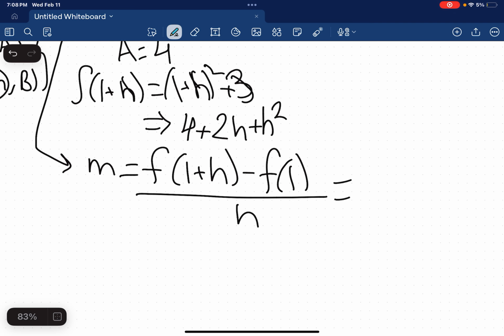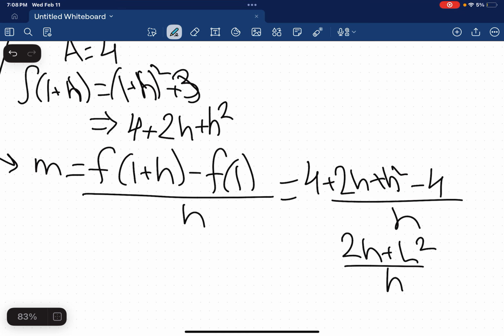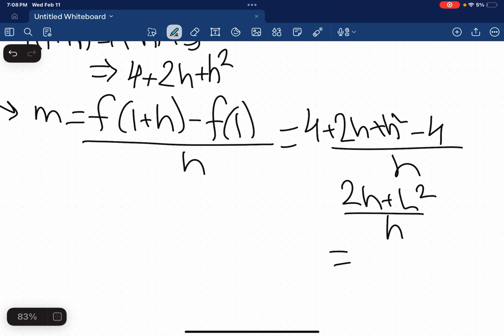Okay, low battery, wow. So now we have 4 plus 2h plus h squared plus 4. Oh, whoops, that should be a minus 4. Minus 4, divided by h. That ends up simplifying to 2h plus h squared divided by h, which is just equal to 2 plus h. And that was, as we said, the secant gradient.